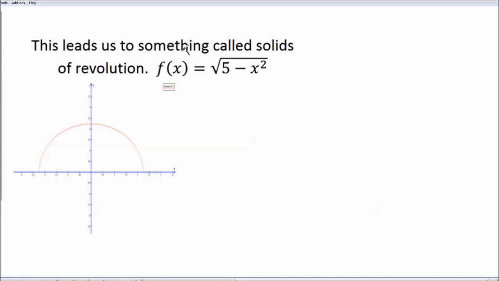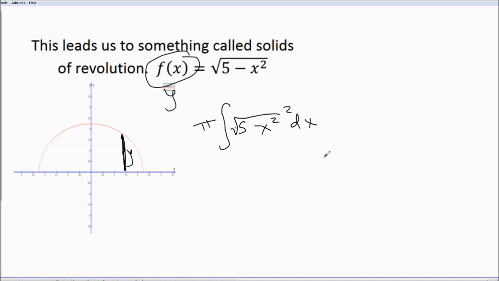Okay, here we go. This right here, first thing to notice, that's actually y. And that's important because y is the radius of the circles. So when we go ahead and set this up, what we're going to have is pi on the outside. We have our r value right there. I know it says y, remember, that's the radius. So we have 5 minus x squared with a square root and it's squared, dx. All we need is bounds and we're off to the races.